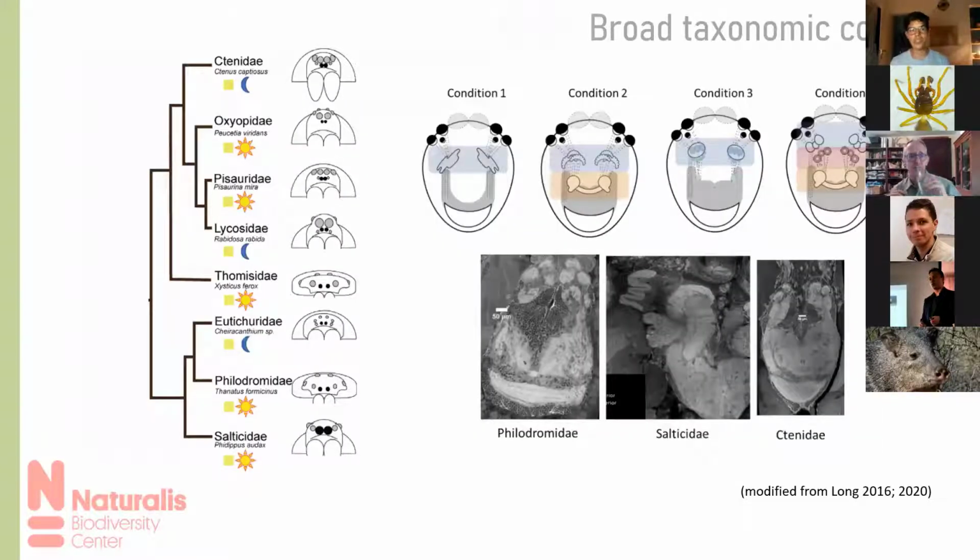So having all of these problems in mind, it's not surprising that we don't actually know a lot about the brain in an evolutionary context. We know a lot about some model organisms, but there are actually only a handful of studies that have used broad taxonomic sampling. One of those, a very recent study, tried to categorize this variation in relation to the time of activity and the type of hunting that the spiders display.